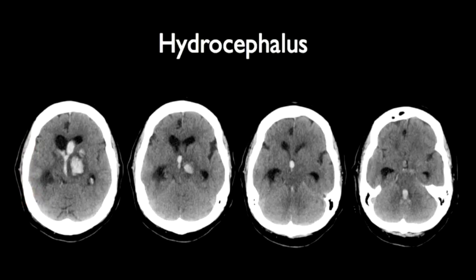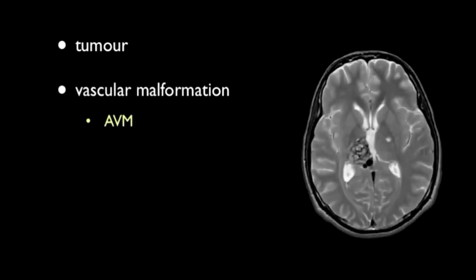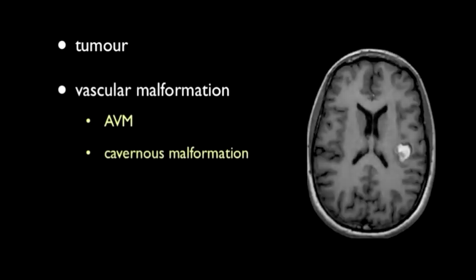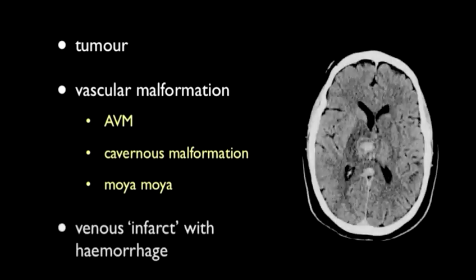The differential for a hypertensive hemorrhage includes an underlying tumor, an underlying vascular malformation, either a small arteriovenous malformation or a cavernous malformation, and specifically in the case of basal ganglia hemorrhages, that of underlying moyamoya disease, where the abnormal enlarged perforator vessels are prone to hemorrhage. This is typically the case in adults rather than in children, who tend to present with ischemic symptoms. And finally, with venous infarcts, which typically also hemorrhage.